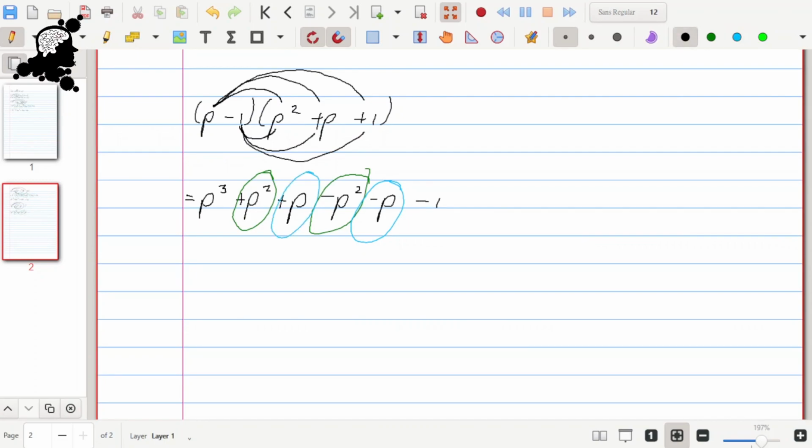Now when we look at this, we've got p cubed here. p squared minus p squared, that's going to give us 0. p minus p, that's still going to give us 0. So we remain with minus 1 here. And there we are, we've solved the question. I hope that this made sense to you guys.